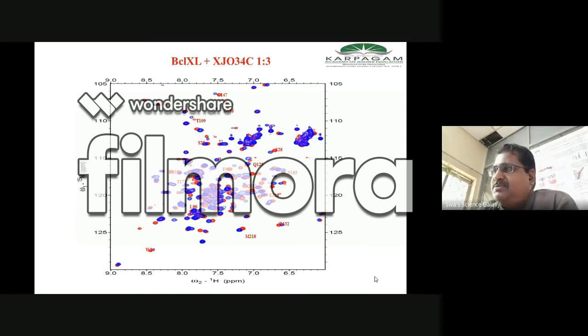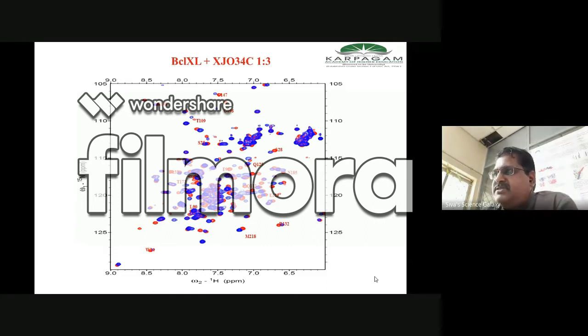Here I'm showing the two-dimensional NMR spectra. This spectrum is called HSQC, nitrogen-15 HSQC. You can see a number of spots. I don't know how many of you are familiar with that. The technique is very simple, but you should have basic knowledge about NMR. Each spot represents an amide proton. So you have red spots and blue spots.